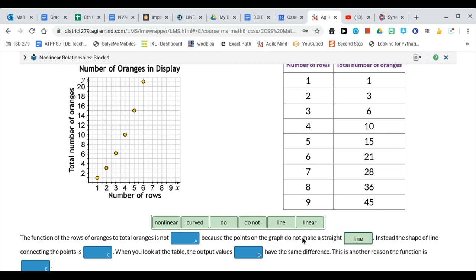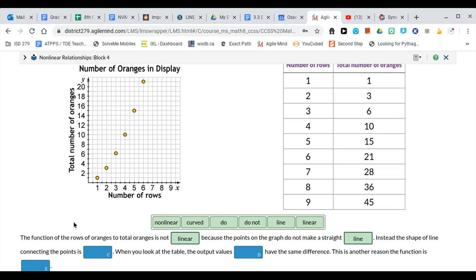Now, if the points don't make a straight line, then we know that it's going to be nonlinear. It's going to make a curve. But we can't put not nonlinear because that's just a double negative. It won't work. What we have to put is not linear. Same thing as nonlinear, it's just replacing one letter, not and non. So the function of the rows of oranges to total oranges is not linear because the points on the graph do not make a straight line.